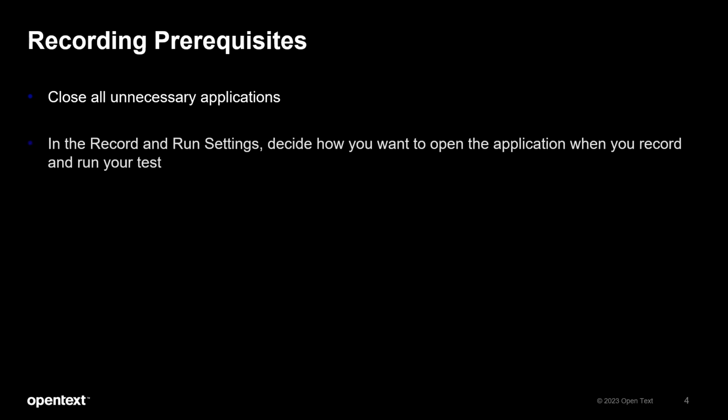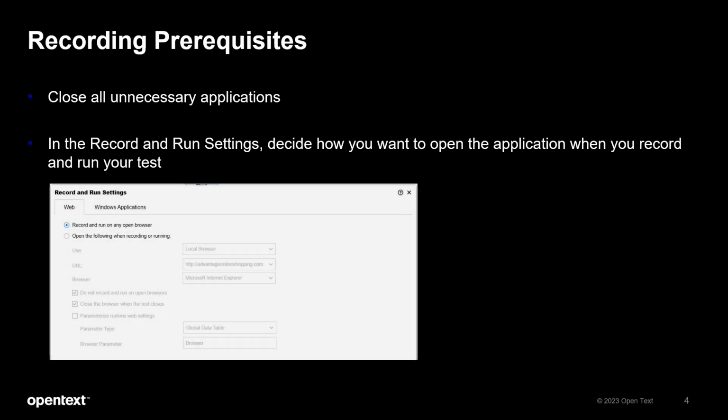Before recording, make sure that you close all unnecessary applications. This helps to avoid creating irrelevant test scripts and objects when you may accidentally perform actions on those applications during recording. In the record and run settings, decide how you want the AUT to open. For example, if you choose to record and run on any open browsers, then you need to make sure that the target browser is open after UFT One. Once things are prepared, we can proceed with recording.